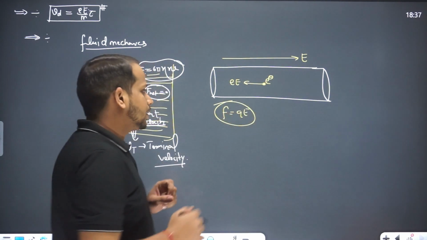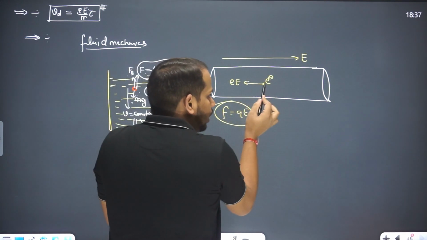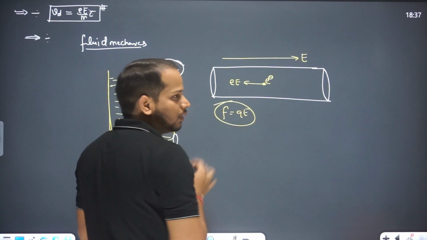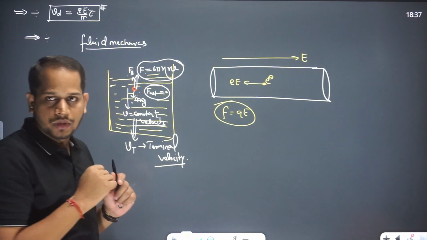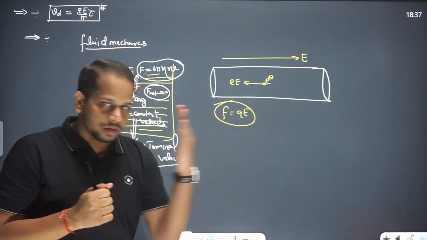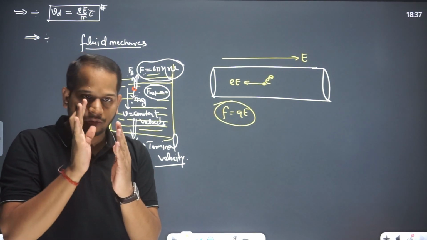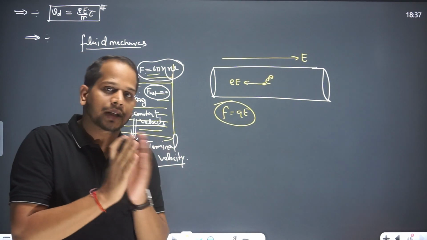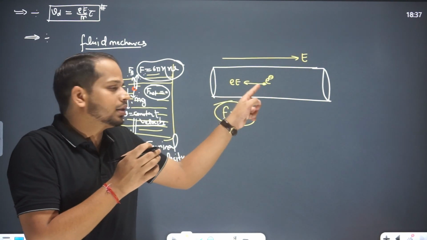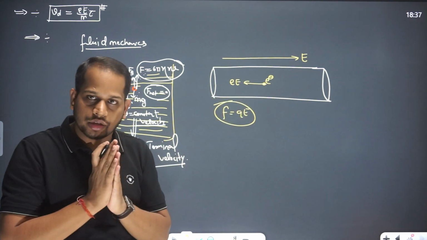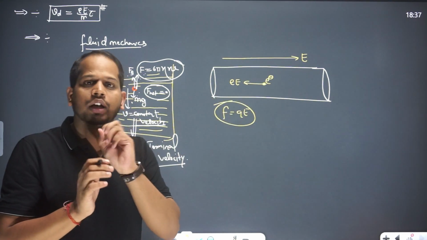Now suppose I ask you, when the electron starts moving on this side, then what will happen? There is a collision, right? And when electrons start moving on this side and there is a collision, this is the opposing force, right? Due to this opposing force, the velocity will decrease. So one is increasing the velocity, another is decreasing the velocity. So what will we assume for the electron?